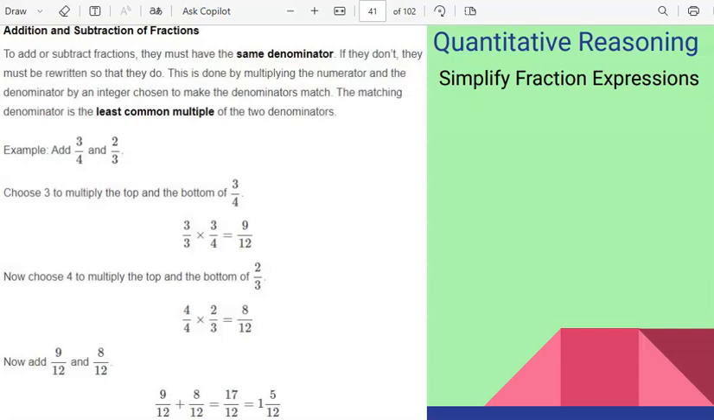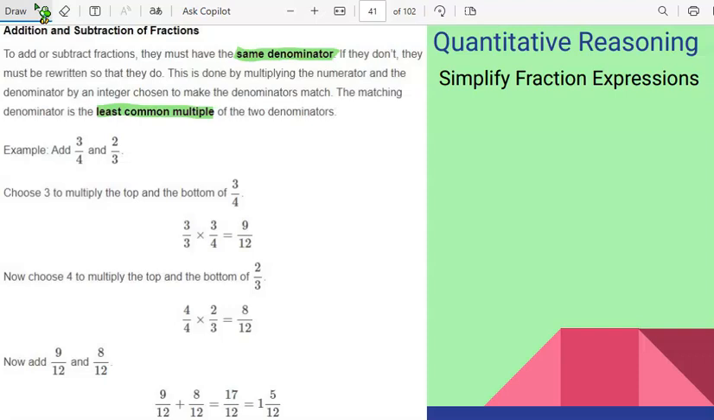Addition and subtraction of fractions. To add or subtract fractions, they must have the same denominator. If they don't, they must be rewritten so that they do. This is done by multiplying the numerator and the denominator by an integer chosen to make the denominators match. The matching denominator is the least common multiple of the two denominators. For example, add 3/4 and 2/3.